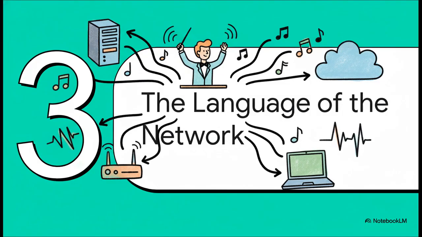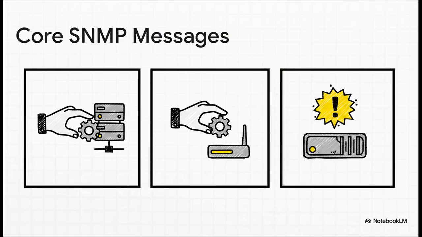Okay, so how does this conversation actually happen? What does the conductor really say to the musicians during the performance? Well, they use a whole set of specific messages to talk to each other. Now, you can see there are quite a few here, but let's really focus on the three most fundamental interactions that make up the heart of SNMP.